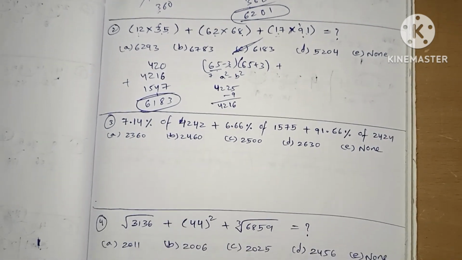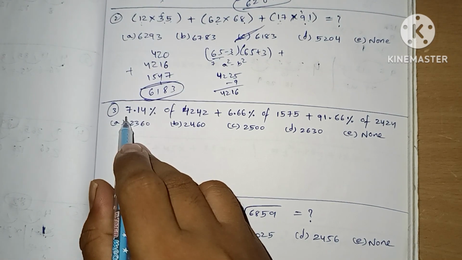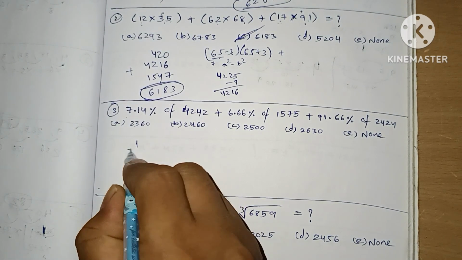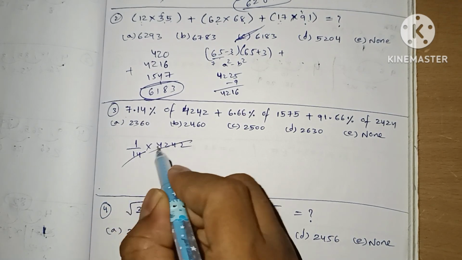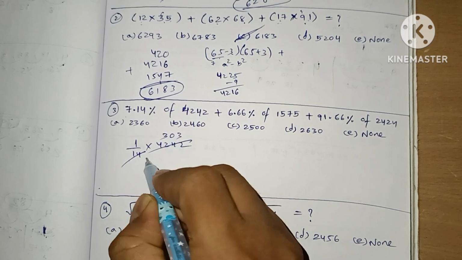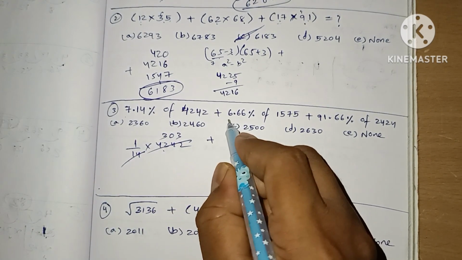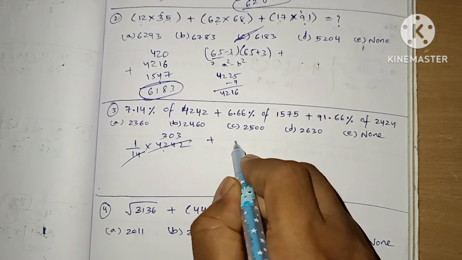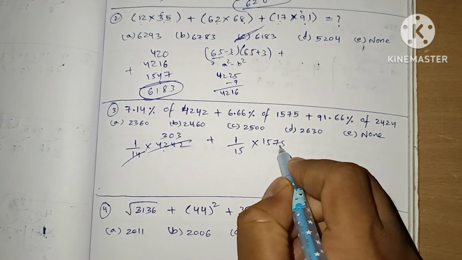Next we are going to see question number 3, 7.14 percentage. The fraction value of this one is nothing but 1 by 14 into 42. 14 times 3 is 42, so 303 is the answer for this one, plus 6.66 percentage. The fraction value of this one is nothing but 1 by 15 into 1575.